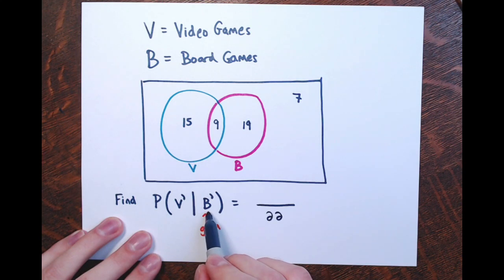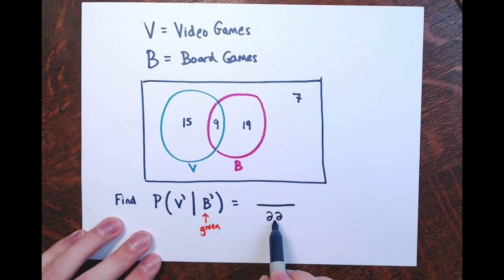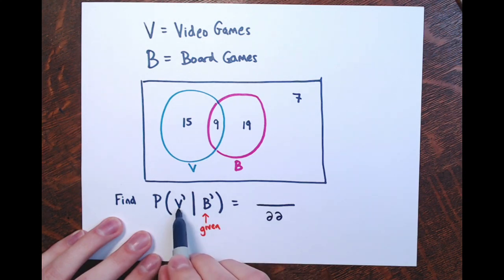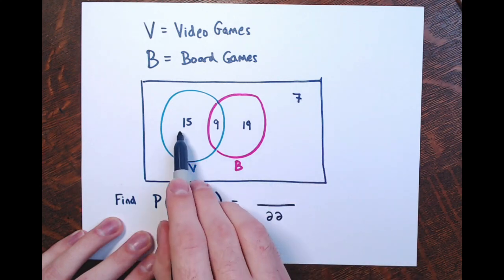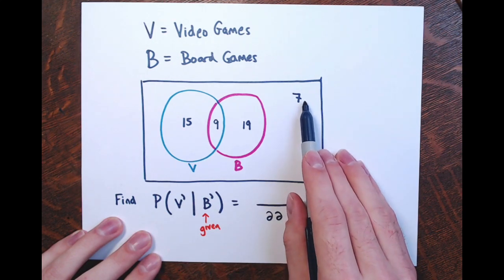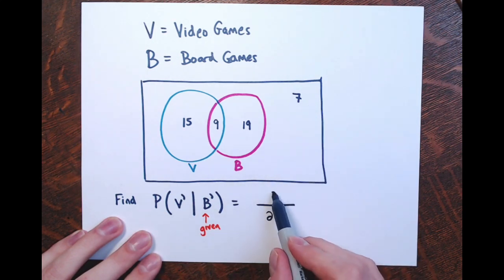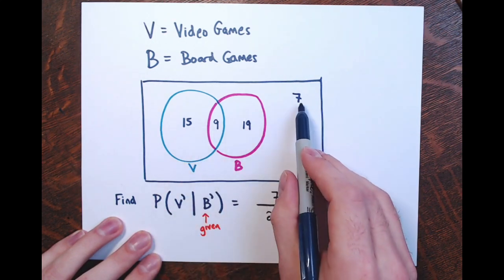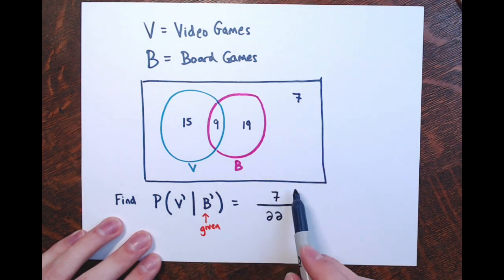So again, that's what's given. So I'm only looking at these people. I'm only looking at the given people. And then it said, of those people, how many of them don't play video games? So of these 22 people, outside the board games, that don't play board games, how many of them don't play video games? The 7, because these 15 do. The 7 don't. So it's 7 out of 22.